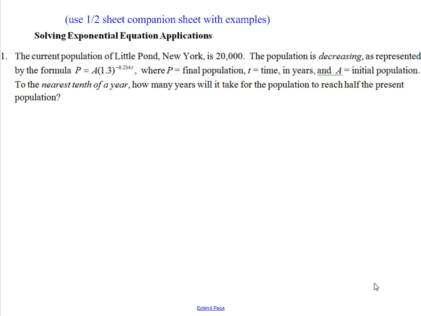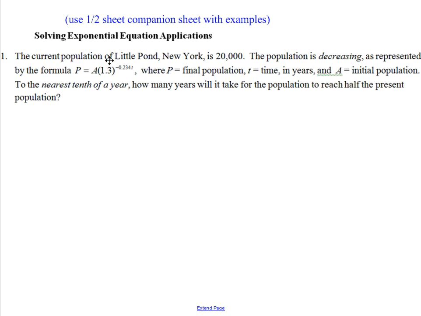class. Okay, so we're going to consider this example where we have a current population in Little Pond, New York of 20,000. This is a population that's decreasing, and it has a formula represented by what's written there. We want to know to the nearest tenth of a year how many years it will take the population to reach half the present population. I encourage you to work this problem out over on the side, writing down the facts you know.